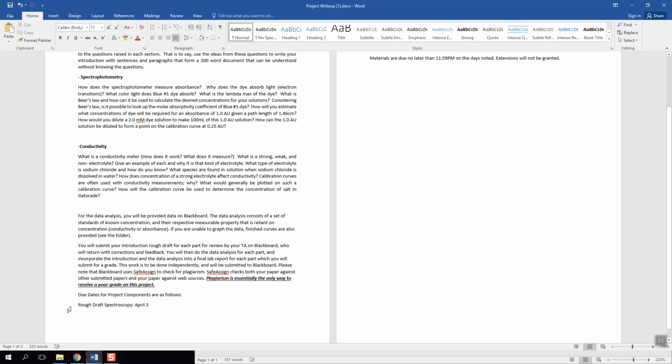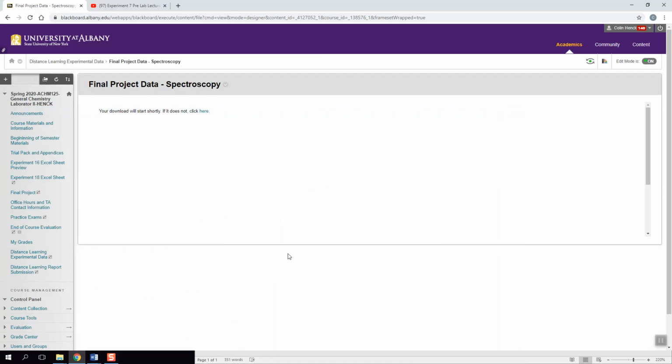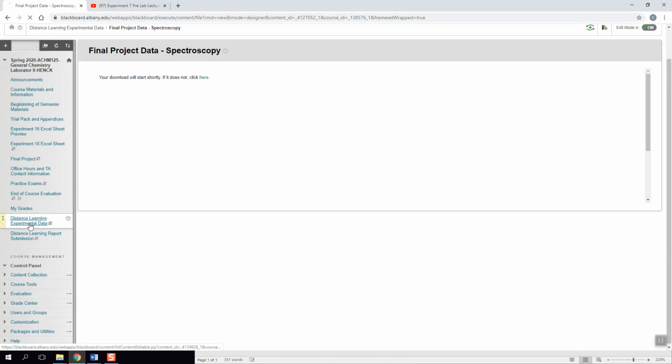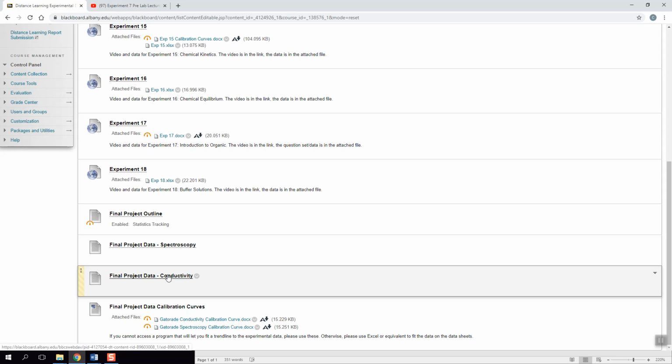All right, so on April 3rd, you'll have a rough draft for spectroscopy. You'll receive some information from your TA about the spectroscopy, and then you'll make some corrections, and then you will submit a final draft. Similar for conductivity. Again, for your introduction on conductivity, there are some questions, or you could look at experiment 2, and you write your 300 words, and then you analyze the data, which you can find in the same place for the conductivity on Blackboard. So you can find it here, and then you can download that.